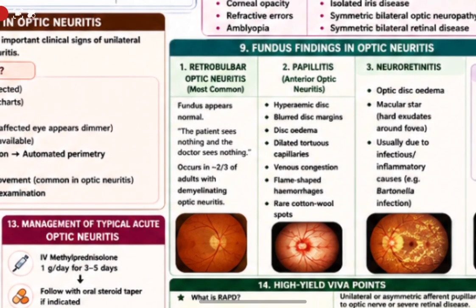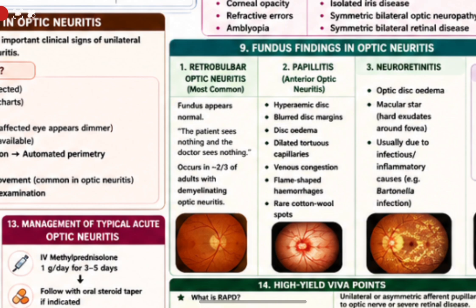Coming to fundus findings in optic neuritis, first, if there is retrobulbar optic neuritis, which is the most common to occur, the fundus will appear normal. The classical saying is that the patient sees nothing and the doctor sees nothing, so it is retrobulbar optic neuritis. Approximately two-thirds of adults with demyelinating optic neuritis have a normal fundus initially at least.